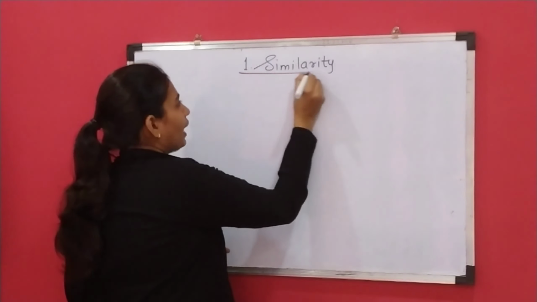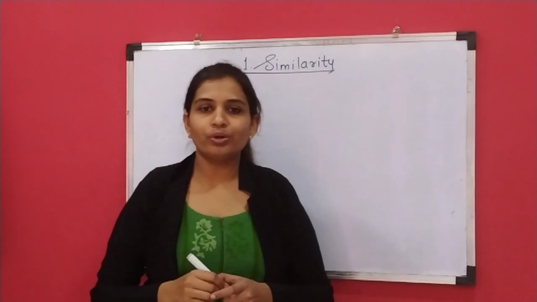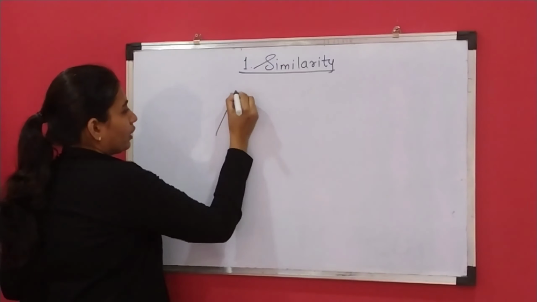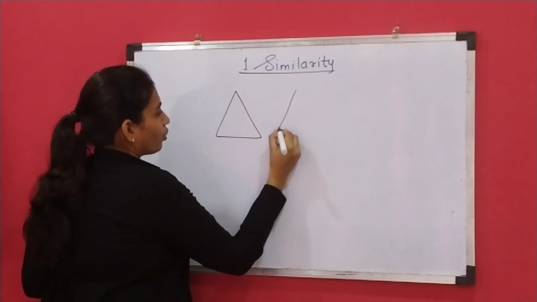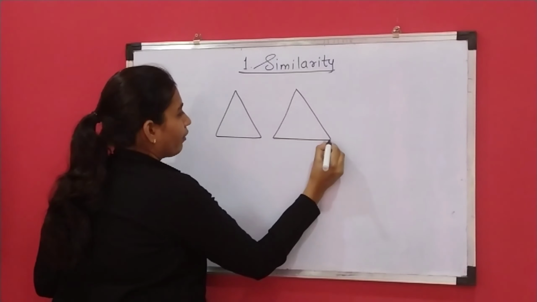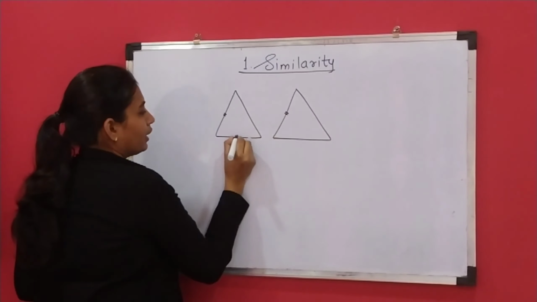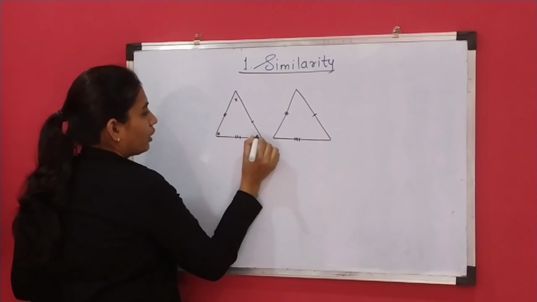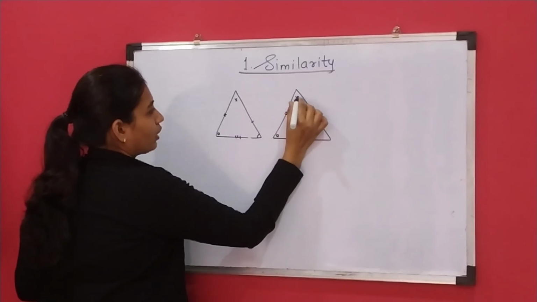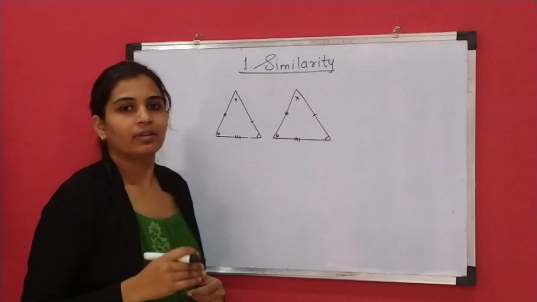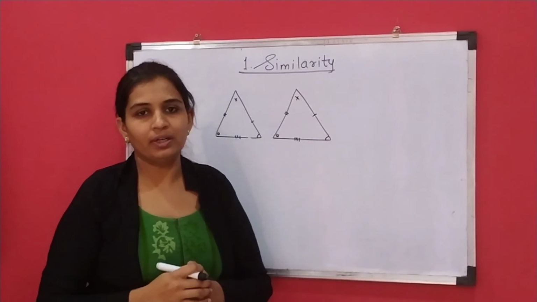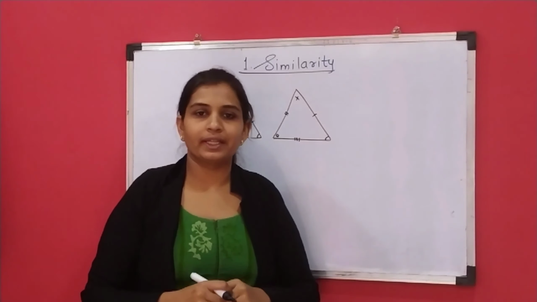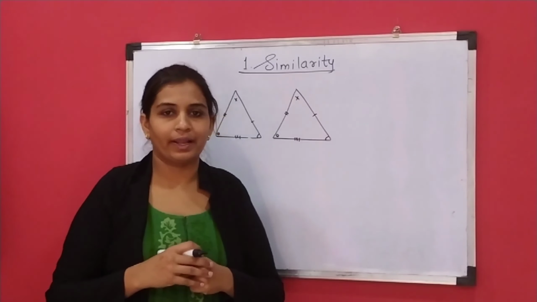Now, the word similarity. Do you know about congruency? Good. Congruency means what? If two triangles have all their corresponding sides and all corresponding angles congruent, then they can be said to be congruent triangles. But in this lesson, we have to study the similarity of triangles.